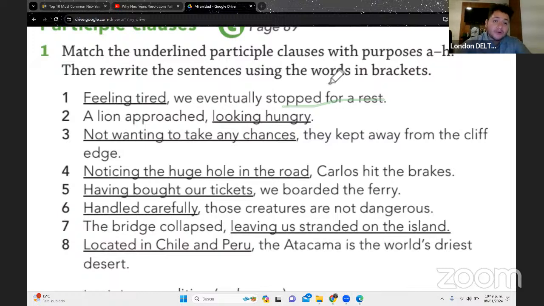Esta oración redujo el que tú utilizaras, por ejemplo, si esta oración se podía reescribir como we were feeling tired, so we stopped. So eventually we stopped for a rest. Entonces, en lugar de decir we were feeling tired, solo digo feeling tired. Quitamos dos palabras de más. Feeling tired. Y así reducimos la oración y ahora es más simple. Gabriel, can you please read number 2?